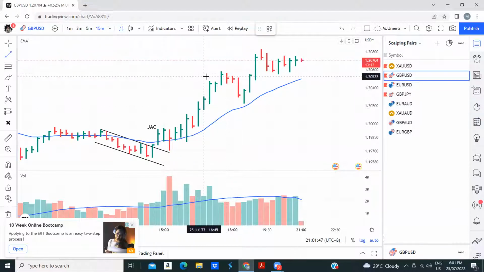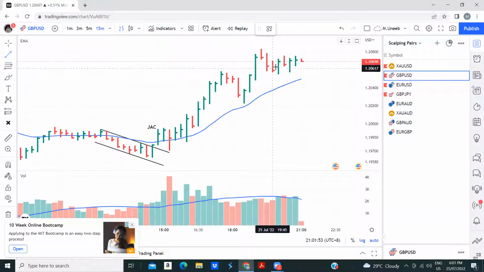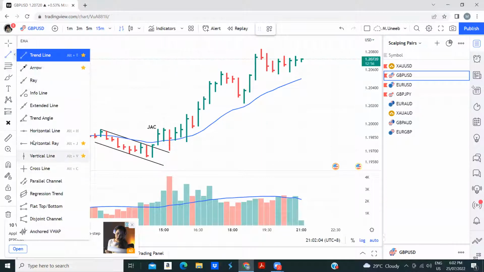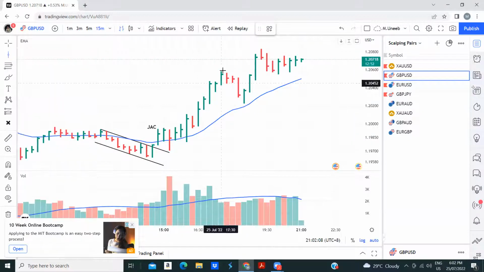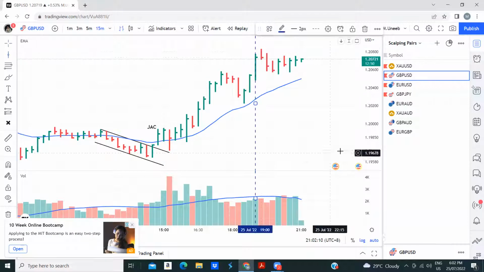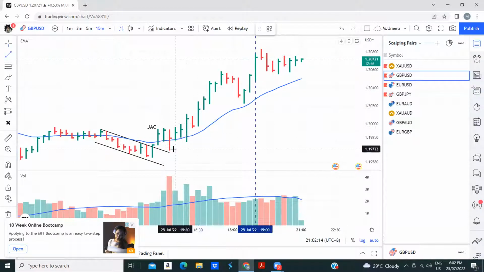5 a.m. is here, right? 5 p.m. sorry. Not 5 p.m. Your time should be 8 p.m. 8 p.m. will be your opening time, right? So 8 p.m. is where? Here at this point. This is the New York Open. Okay, New York Open. Now, this is the first reaction, second reaction.